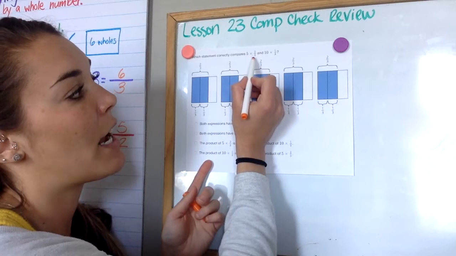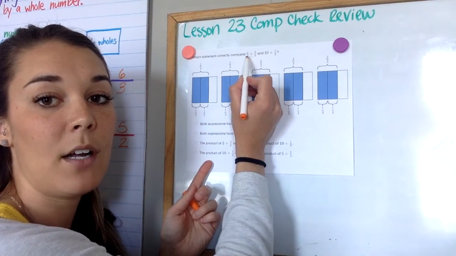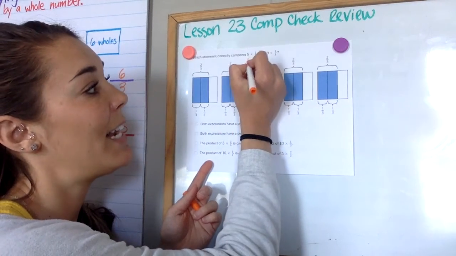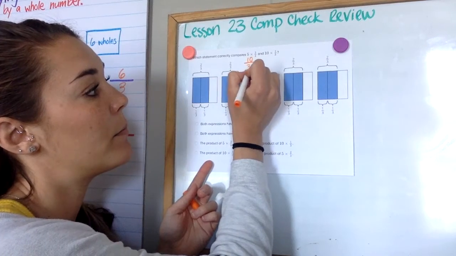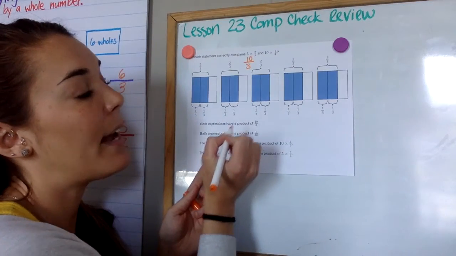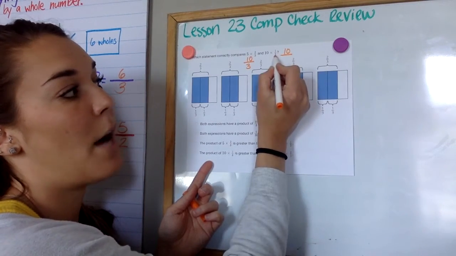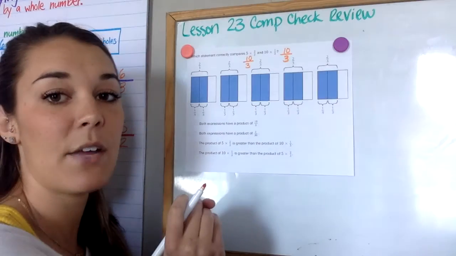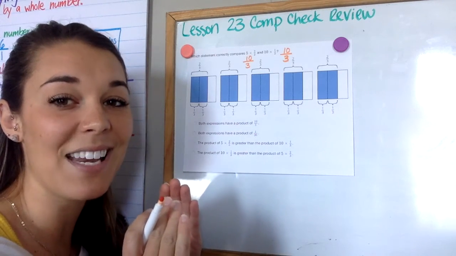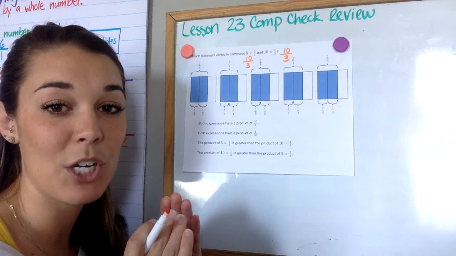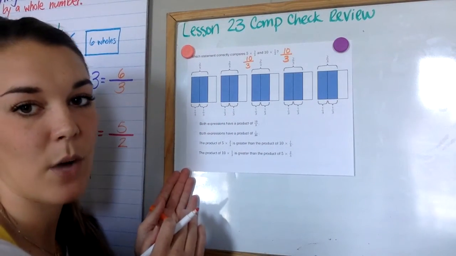I have 5 times 2/3. So I'm going to multiply my whole number times my numerator. 5 times 2 is 10. And my denominator is going to stay the same. It's a 3. Okay? Next one, 10 times 1 is 10. My denominator remains the same. It's going to stay a 3. Okay, so now that I've solved these out mathematically, I know that they both have the same solution, right? And I can actually see that in this visual as well.